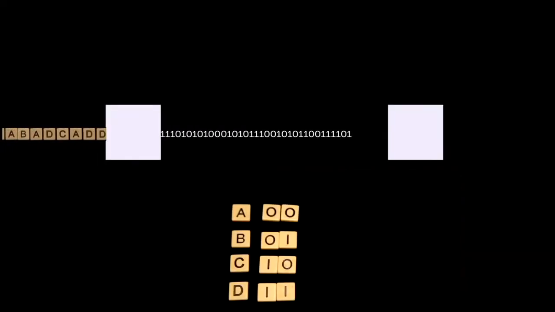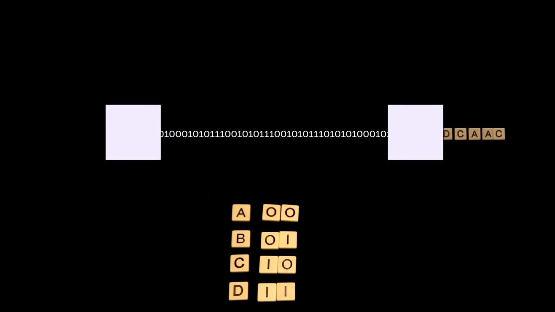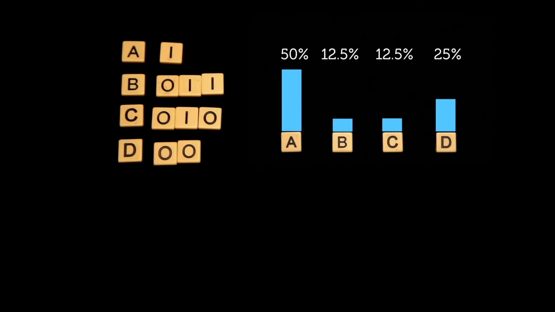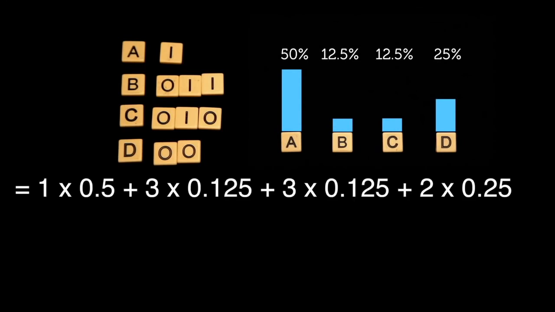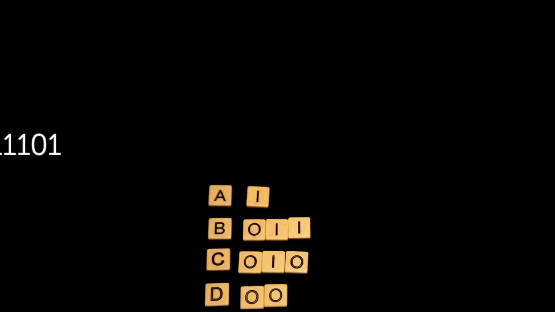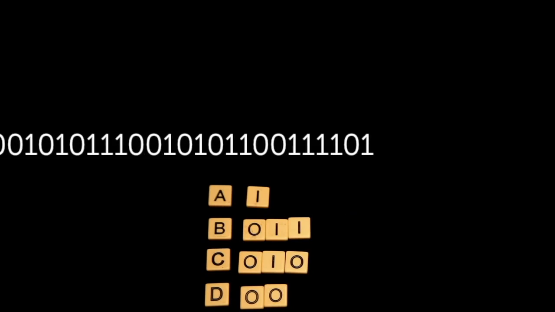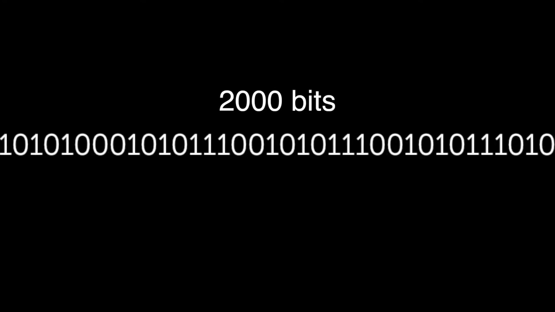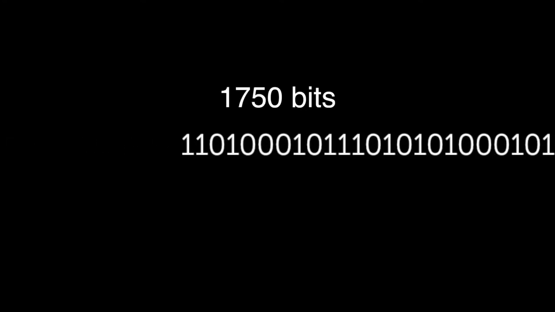Now, how far does this compress the message compared to the original 2000 bits? Well, we just need to calculate the number of bits per letter on average. So we multiply the length of each code times the probability of occurrence and add them together, which results in an average length of 1.75 bits per symbol on average. That means with this Huffman coding, we can expect to compress the messages from 2000 bits to 1750 bits.